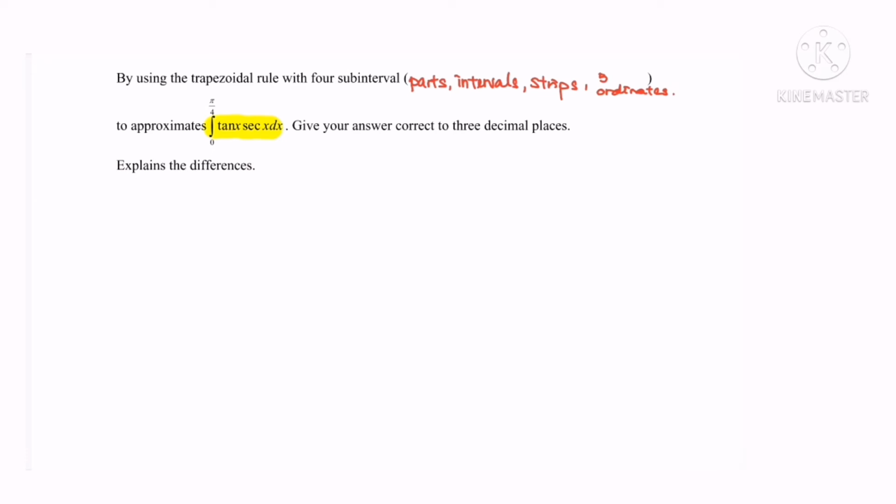Next, for the second part, by using the trapezoidal rule with 4 subintervals. So in here, step number 1 is to find the h, where h is equal to (b minus a) over n, where we have (pi over 4 minus 0) over n. By referring to the situation, 4 subintervals or 4 strips or 4 parts, but 5 ordinates. So in here we have to divide by 4, so h will be equal to pi over 16.